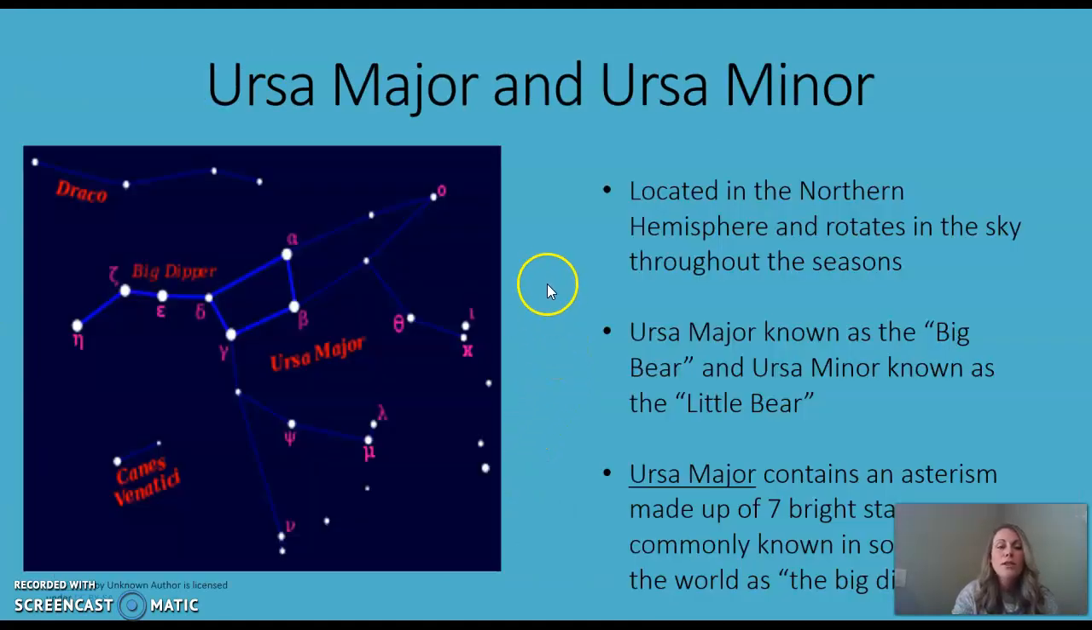Now, two of our constellations we want to focus on. These are actually some of the most popular. You may have actually heard of them. They're the Ursa Major and the Ursa Minor. They're located in the northern hemisphere, which is where we are, and they rotate in the sky throughout the seasons.